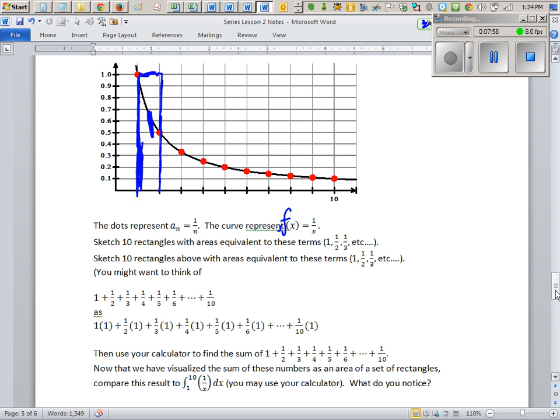Now go over to n equals 2, and draw another rectangle. This one's going to have area half. See if you can make the second rectangle have area half. Try to make the third rectangle have area 1/3, and so forth. So draw in those rectangles.